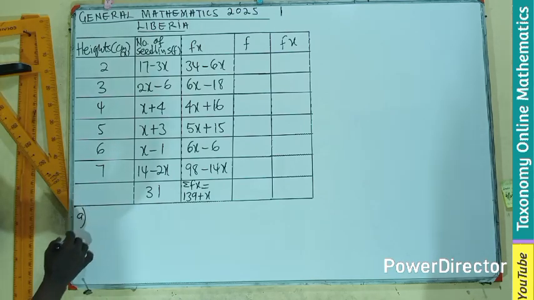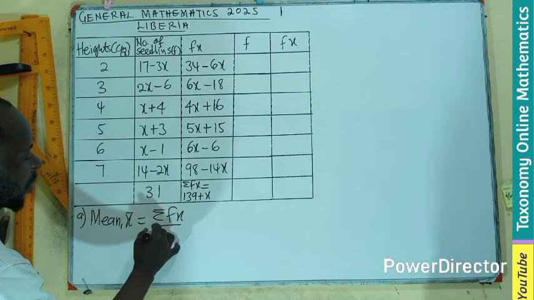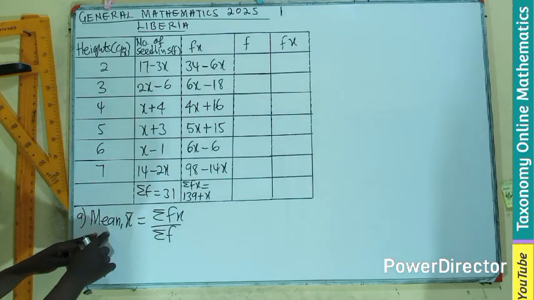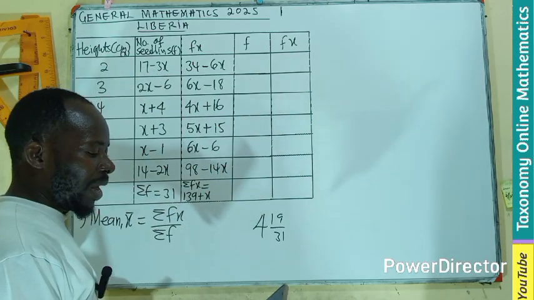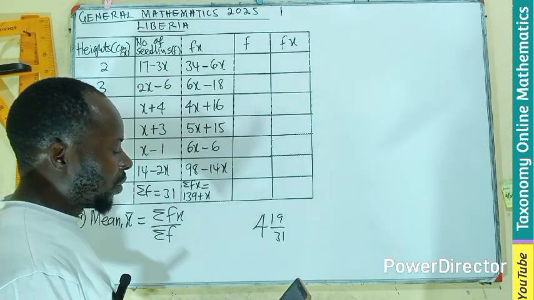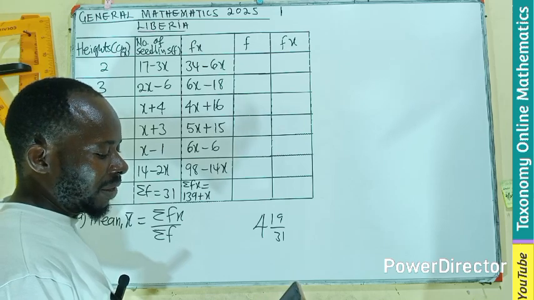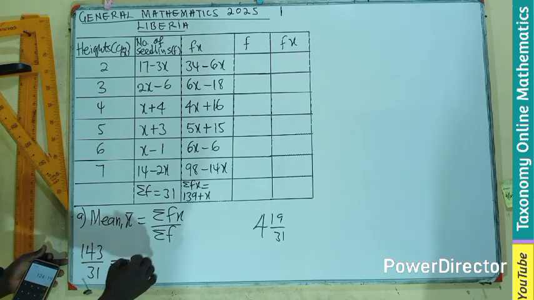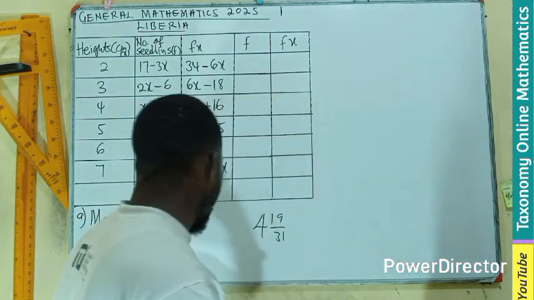So let's pick the first part of the question. We are saying that the mean, which is the x bar, is sigma fx over sigma f. So here I just have to write sigma f as 31. But remember, we have been given the mean as 4 whole number 19 on 31. Let's see if we multiply that on our calculator. The value we are going to get is 4 times 31, that will be 124 plus 19 will give 143. So we'll be having 143 divided by 31 equals sigma fx, which is 139 plus x, divided by sigma f, which is 31. Can you see we have 31 as the denominators?